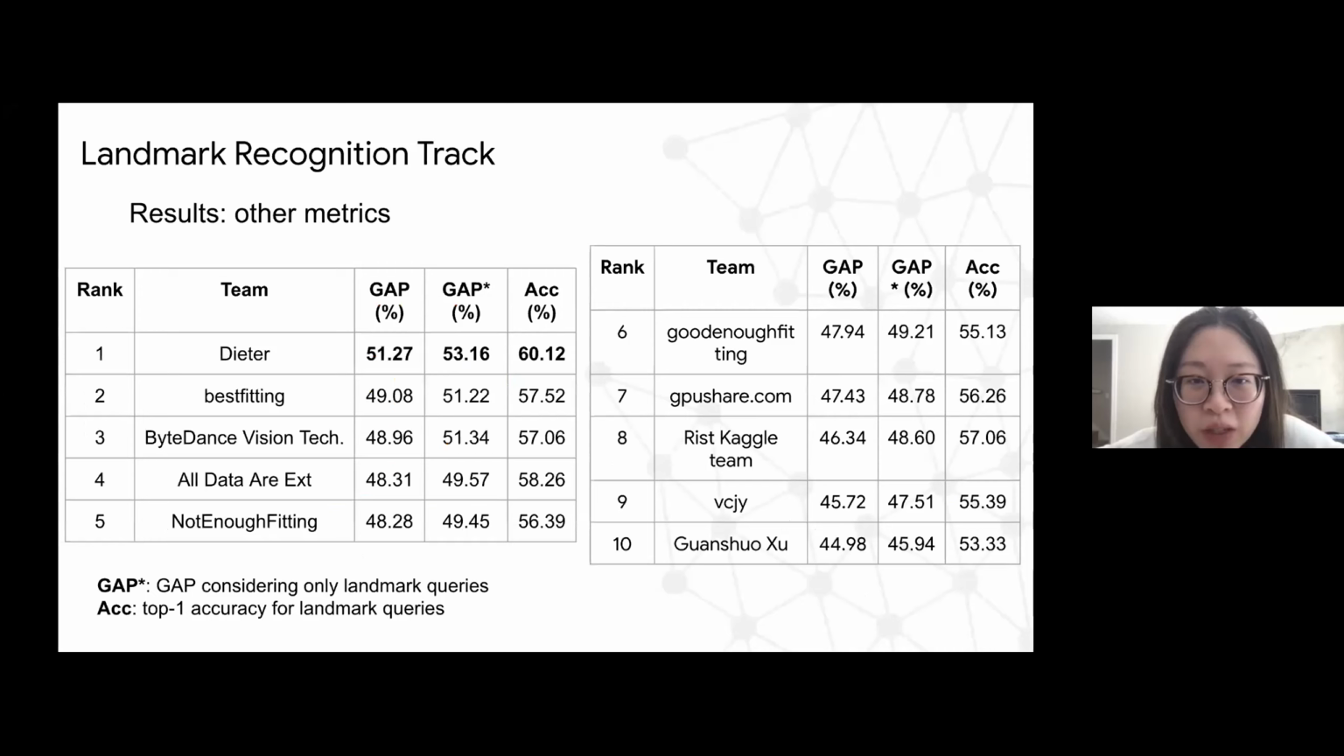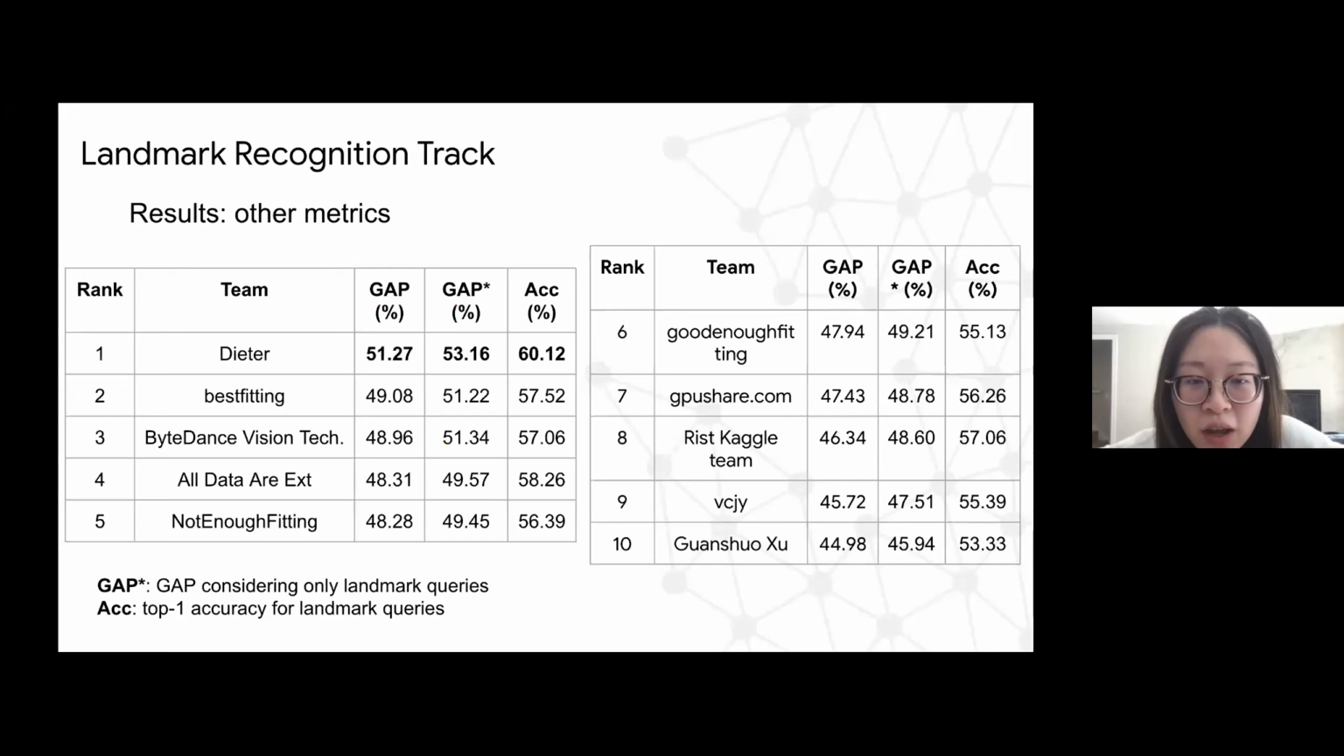So besides the GAP score, we also applied other two alternative metrics to the top 10 team solutions. So there is a GAP star here. So the GAP star is the same metric as the GAP we used in the challenge, but only considering landmark-only queries. So here, the GAP star disregards the method's ability to distinguish landmark and non-landmark images. But it will only look at how well the method works at recognizing landmark queries.